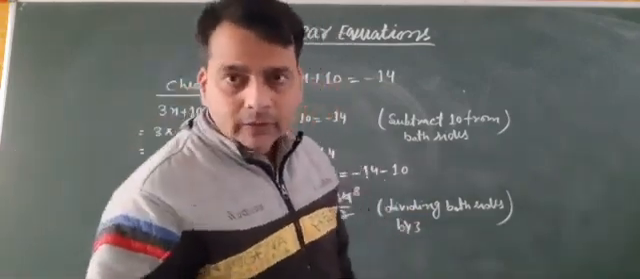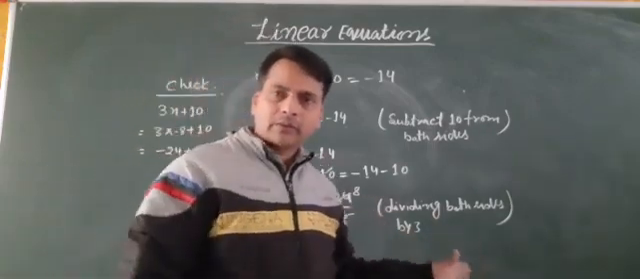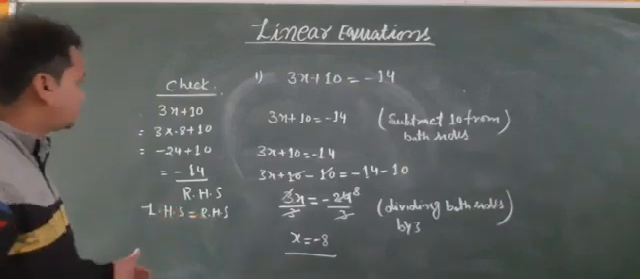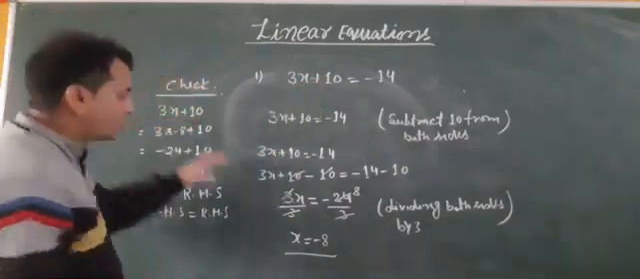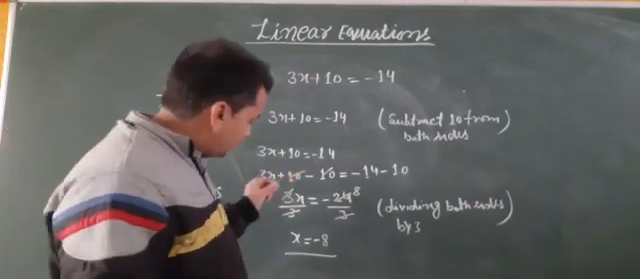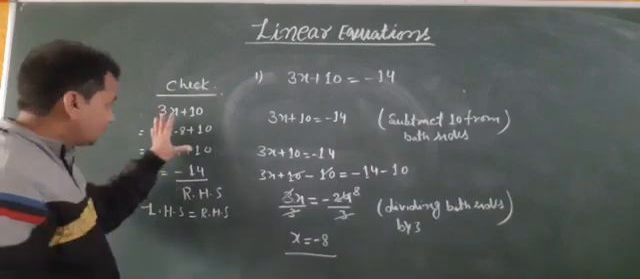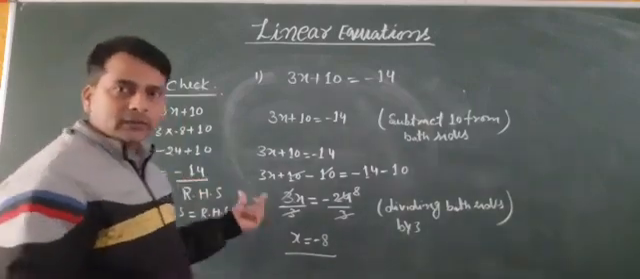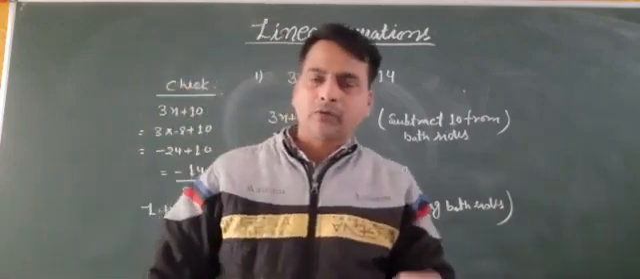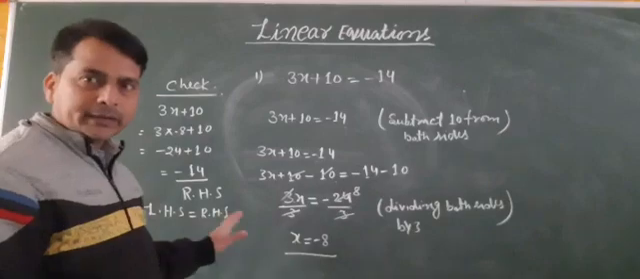Is your answer right or wrong? Check for the same step here. First, the left hand side, that is 3x plus 10. Put the value of x equal to minus 8 here, then solve this and your answer becomes minus 14. So it is clear that your answer is right, because left hand side equals right hand side.